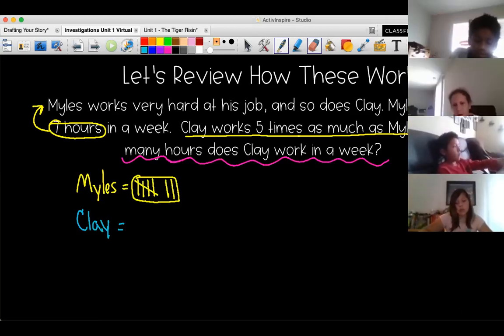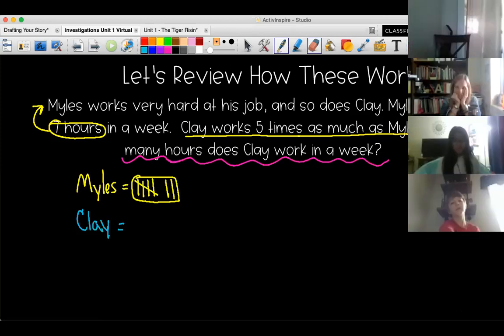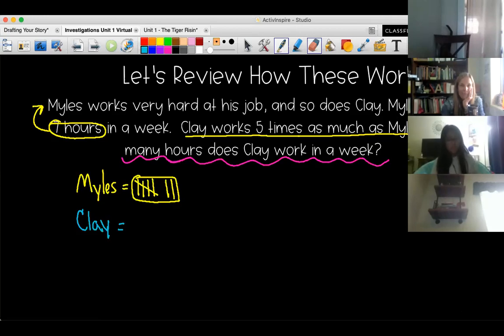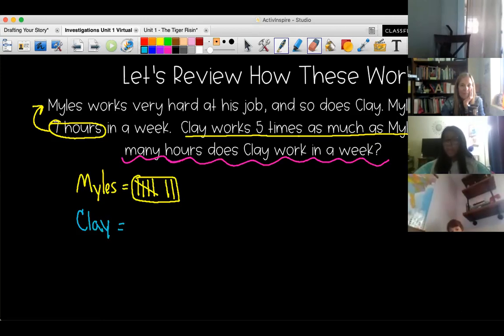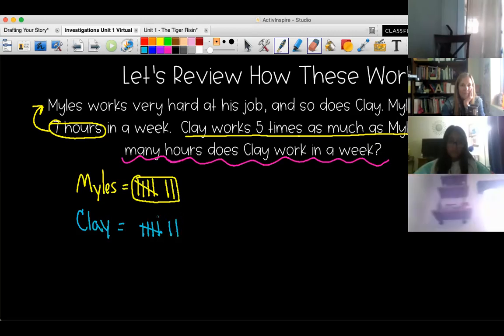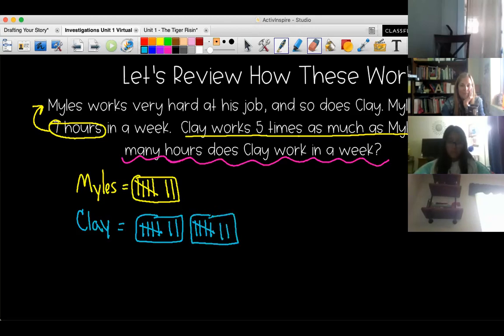Clay, what do we need to do? Since there's 7 right there, Miles says 7, and it says Clay works 5 times as much as Miles, we just double that by 5. So we don't double it, because here's what doubling means. That means we would go 1, 2, 3, 4, 5, 6, 7. There's 1 time. 1, 2, 3, 4, 5, 6, 7. That would be doubling. So are we doubling it?